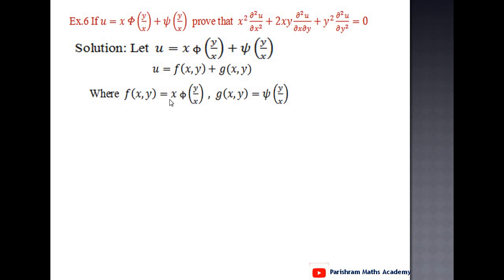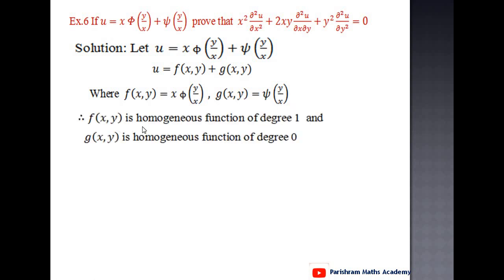Clearly here, if you replace x by tx, y by ty, here ty upon tx, t and t cancel, remains only tx. Tx means the power of t is 1, and therefore f is a homogeneous function of degree 1. If you replace x by tx, y by ty, here t and t cancel, there is no t term, it means the power of t is 0, it means g is a homogeneous function of degree 0. Therefore f of x comma y is a homogeneous function of degree 1 and g of x comma y is a homogeneous function of degree 0.